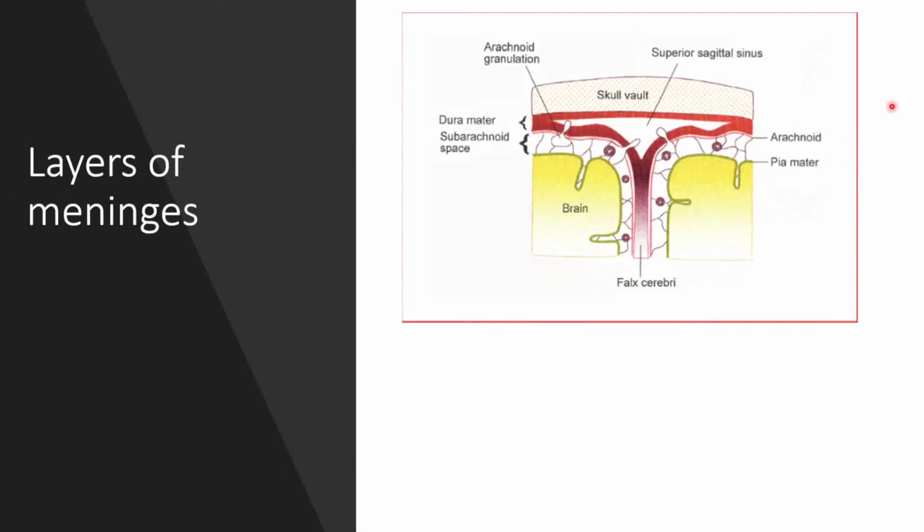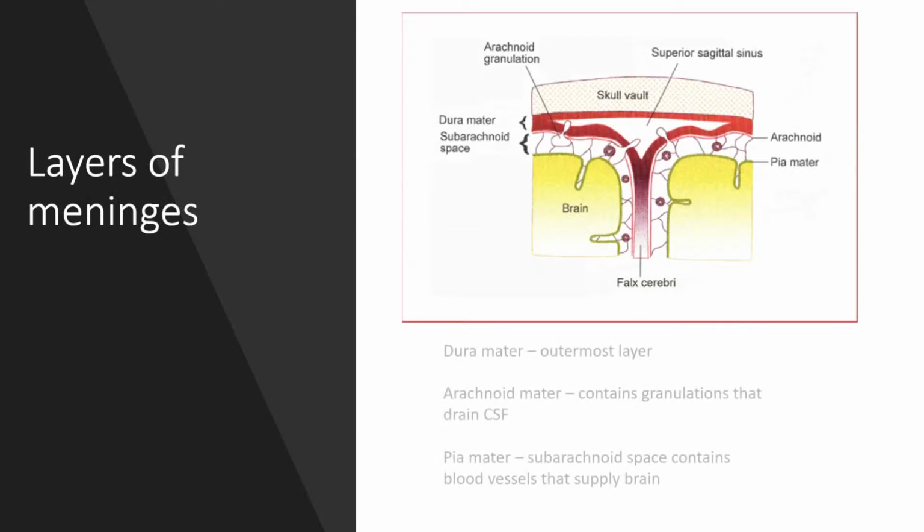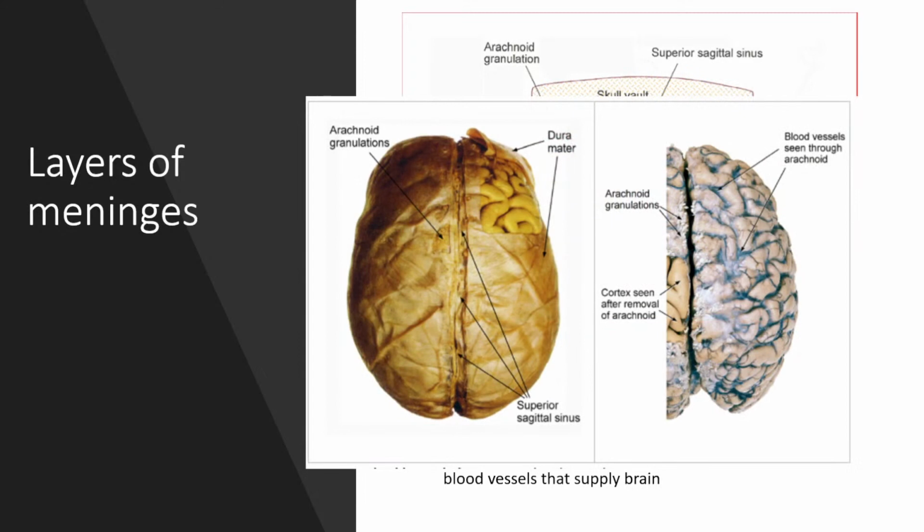And just a brief overview of the layers of the meninges. So we have three main layers. We have the dura mater, which is the tough outermost layer. It's fibrous, it's fused into the inside of the skull and has infoldings. You also have the next layer, which is the arachnoid mater, which is granulations that drain the CSF. This is what it looks like.